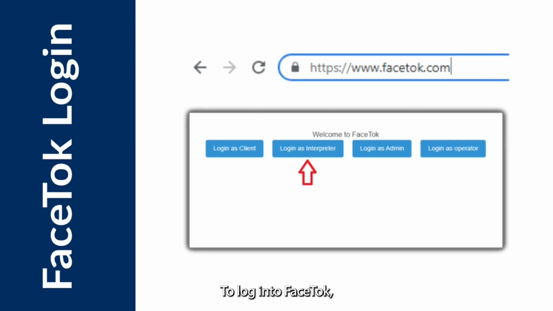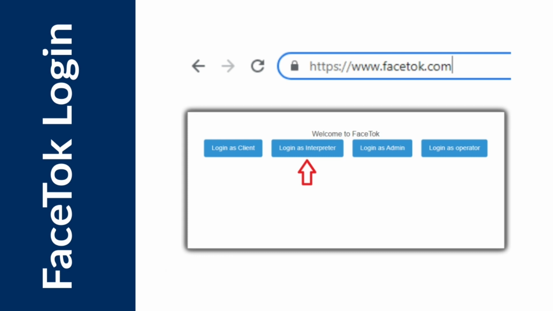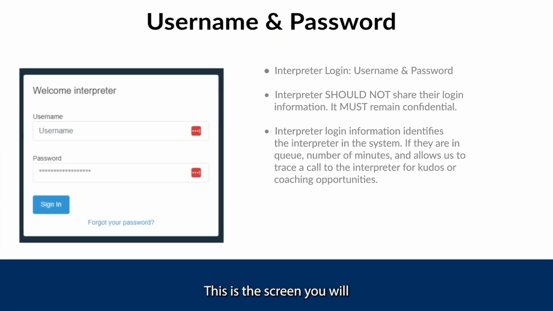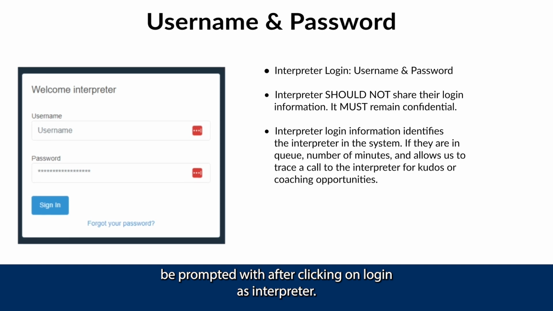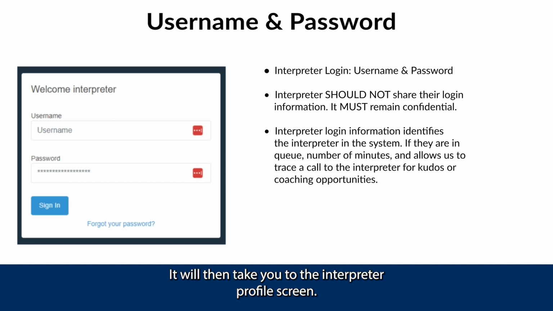To log into FaceTalk, head on over to facetalk.com and click on the Login as Interpreter option. This is the screen you will be prompted with after clicking on Login as Interpreter. Once you have entered your login credentials, click on the Sign In button. It will then take you to the Interpreter profile screen.